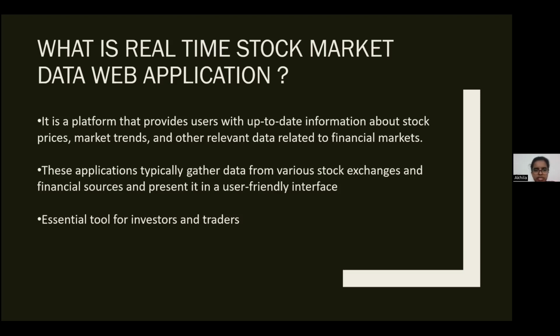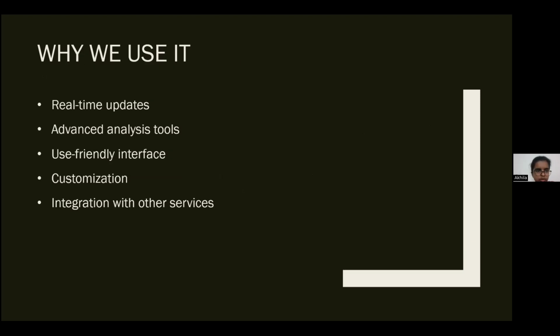From these charts, the user can find particular patterns like uptrend, downtrend, or double top, double bottom. By these patterns, the user can decide whether to buy a stock or sell a stock. Along with this, we have some oscillators and indicators called moving averages or relative strength index. It's an essential tool for investors and traders. So now let's see why we use it.